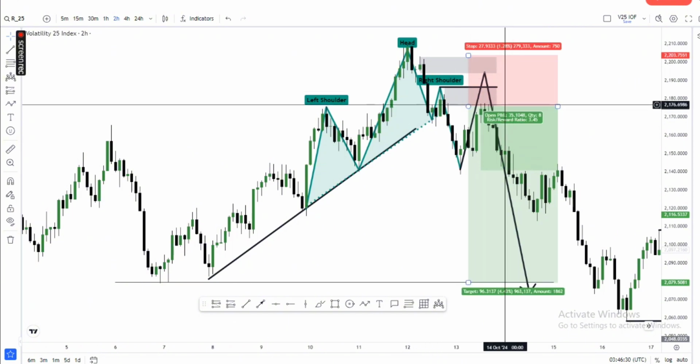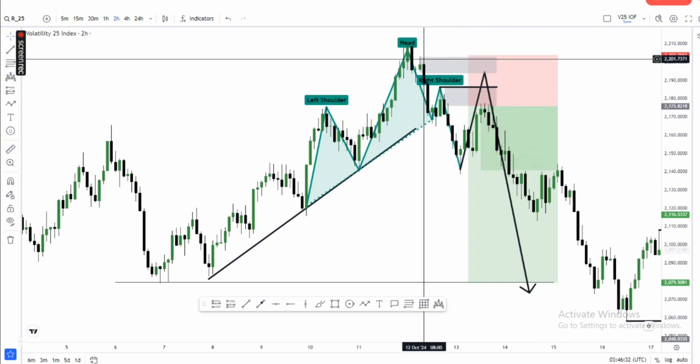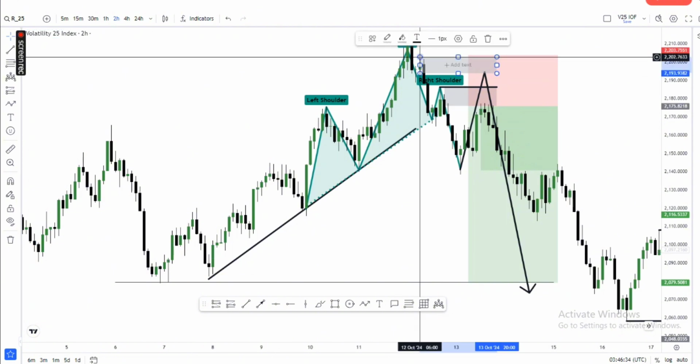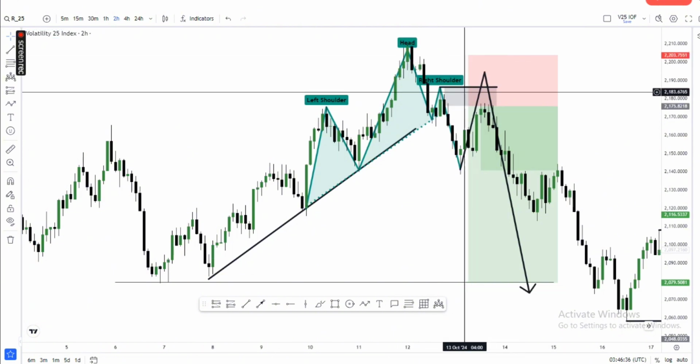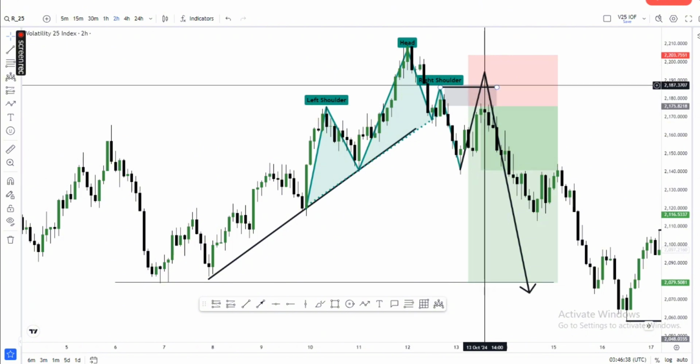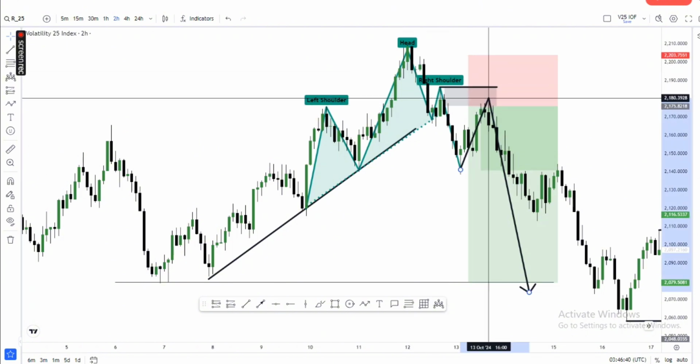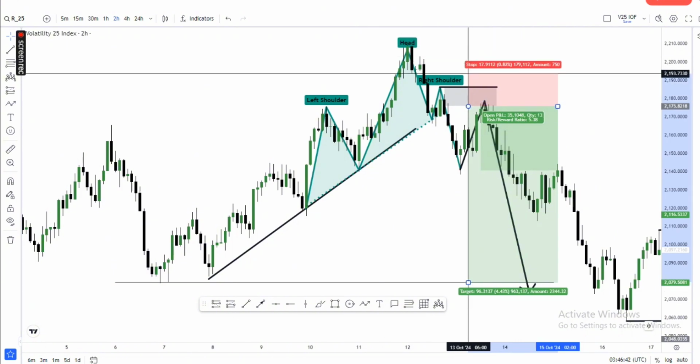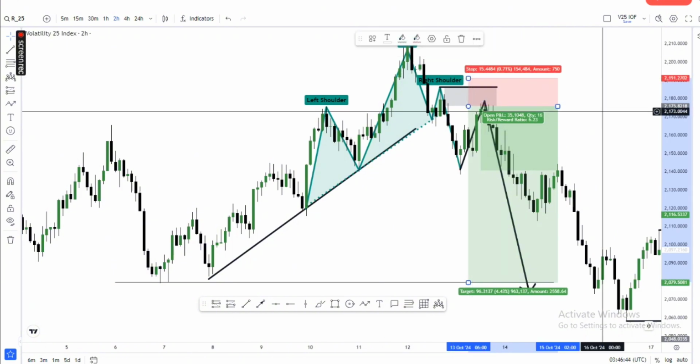So price could do something like this and continue selling off, guys. In this case right here, you see how price would give us a retest right here. Our stop loss would have probably been above this right here.